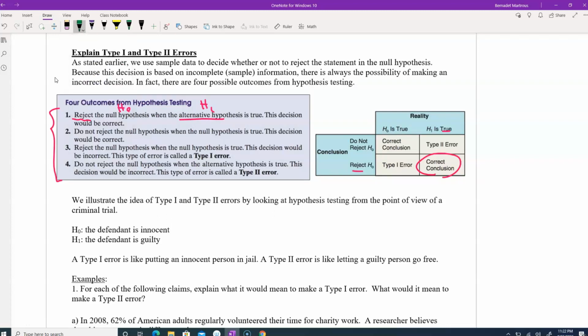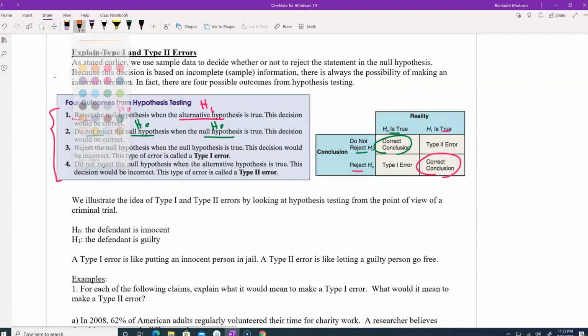And number 2, do not reject null when the null hypothesis is true. Obviously, we shouldn't reject something that is true. Again, this decision would be correct. Here we have do not reject when null is true. So this is what we have: a correct conclusion.